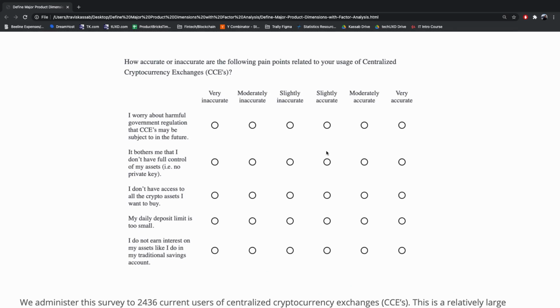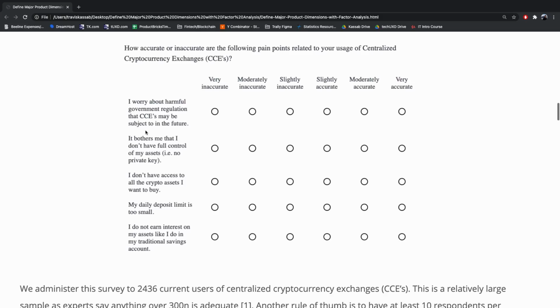So here's an example of what we do. How accurate or inaccurate are the following pain points related to your usage of centralized cryptocurrency exchanges? So we give them a 1 to 6 scale. They have to say whether it's accurate or inaccurate and to what degree. And then we have 5 statements here, but we're going to show them 5 of these question chunks, kind of like a block in Qualtrics. And so that's a total of 25 pain points.